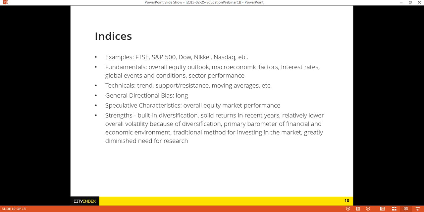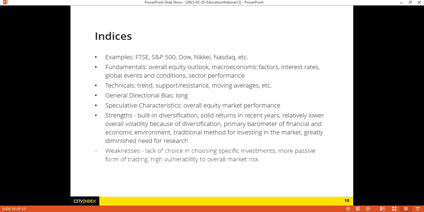if you are even a slightly longer term trader, you're going to want to know a little bit about the company that you're trading. Okay, whereas in terms of the indices, not so much. You don't have to do as much research. Although we are looking at the overall equity outlook and the overall macro factors, in terms of the micro research that you have to do when you're trading stocks, you don't really need to do that.